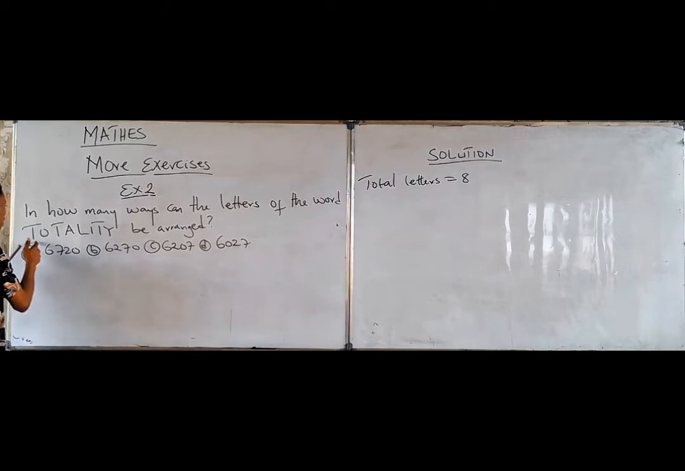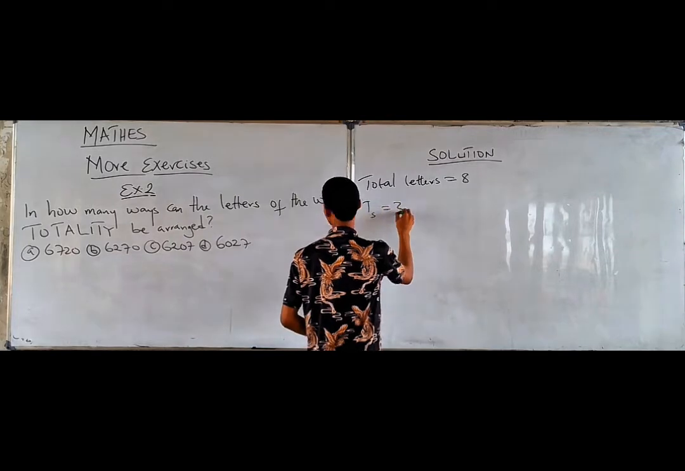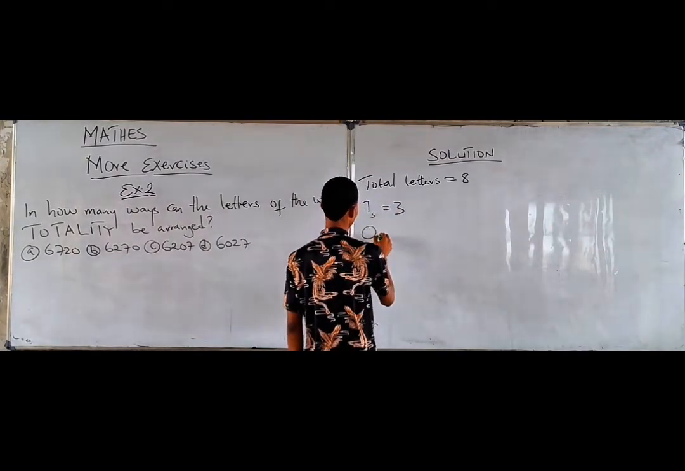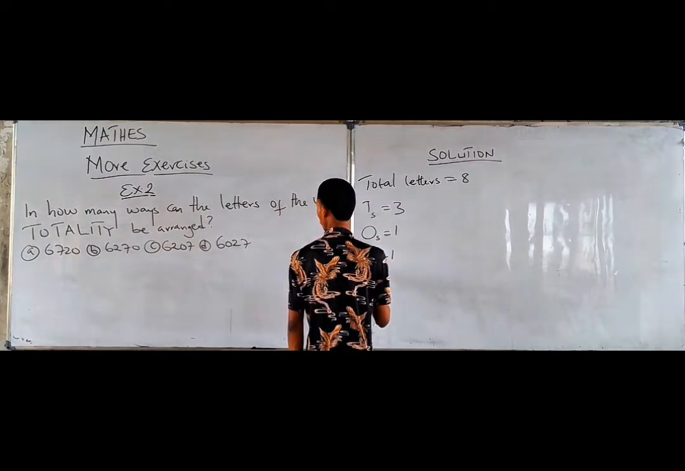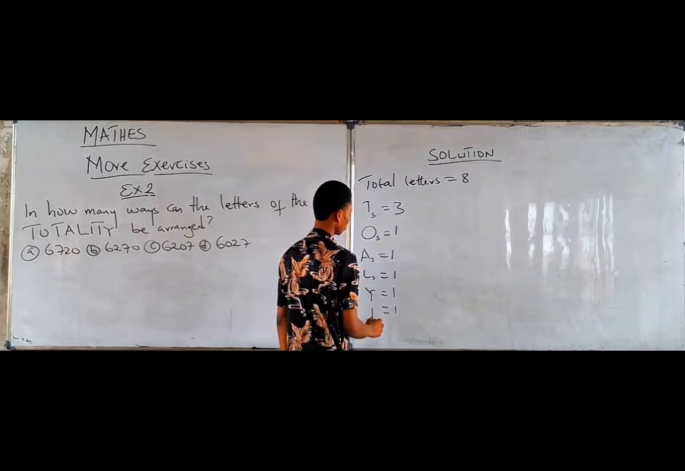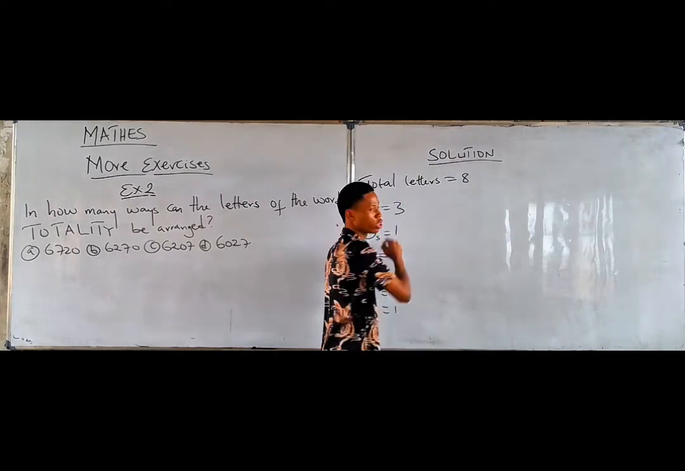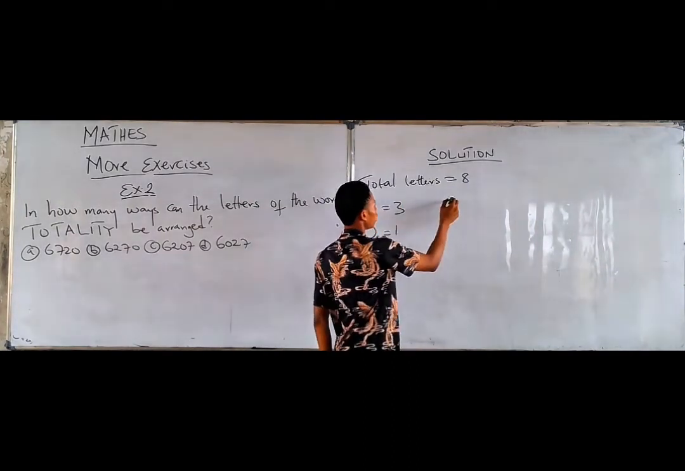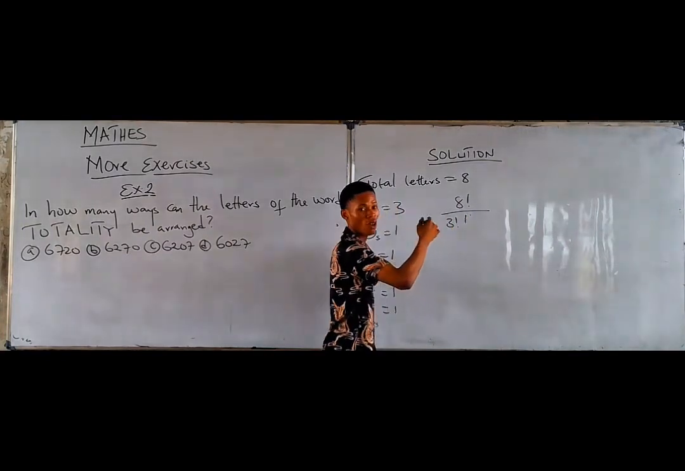Now, how many distinct letters do we have? T. How many T's do we have? We have 3 T's. How many O's do we have? How many A's do we have? How many L's? Another one there. How many Y's? How many I's? 1, right? So that's all. Now, if you look at this, permutation of objects, we have 8 factorial all over what? 3 factorial, 1 factorial, 1 factorial, 1 factorial, but you know 1 factorial is still 1.